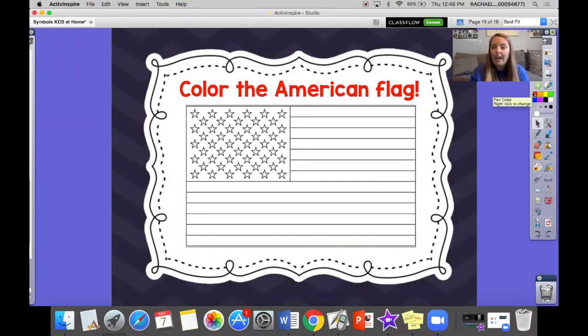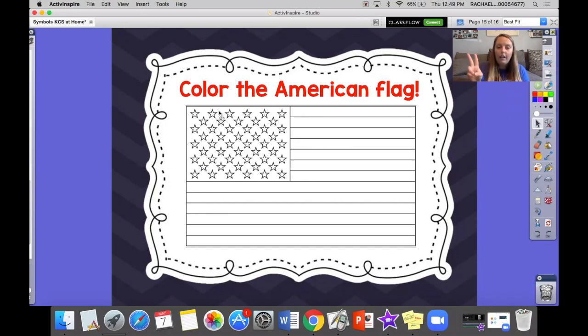Now, for your task today, you have 2 things you need to do, actually 3. First, you need to practice saying the Pledge of Allegiance with your family at home. The second thing you're going to do is get an American flag, just like this, and color it. Now, your job is to make sure you color it correctly. So let's remember, what 3 colors are the American flag?